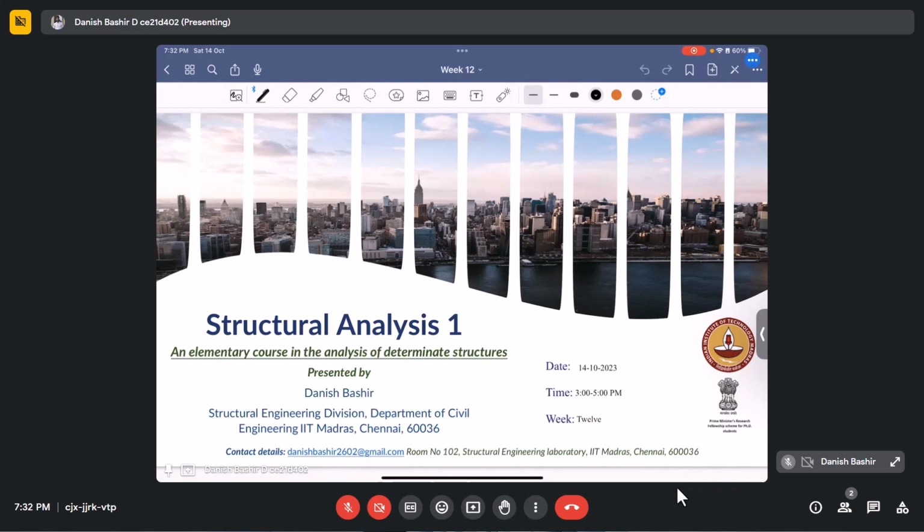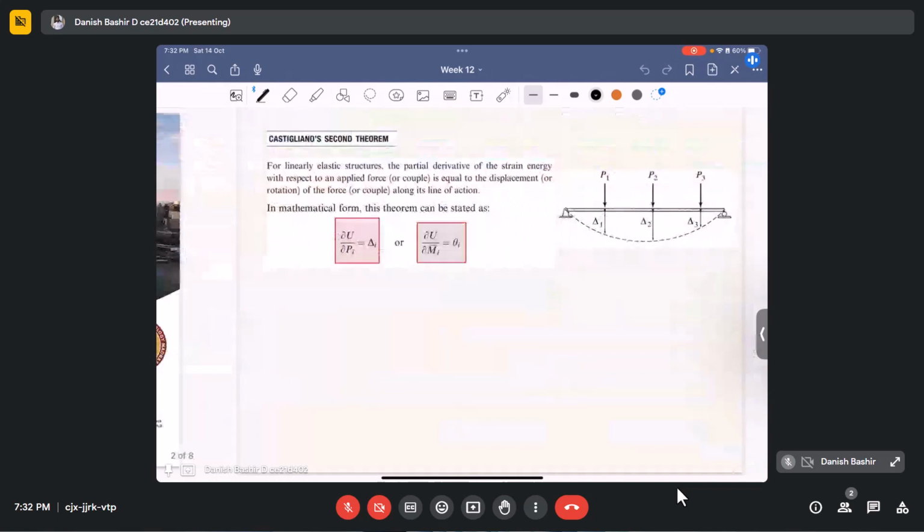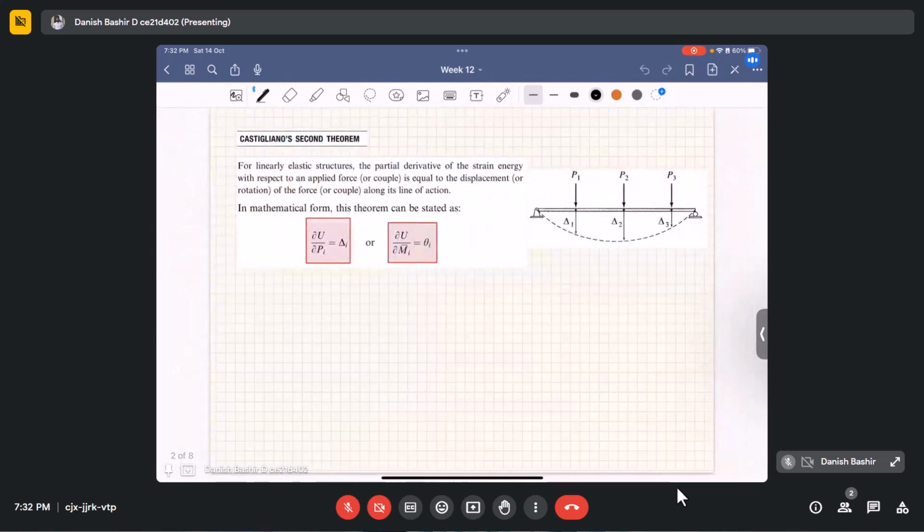deflection and slope. In today's lecture, we will be studying one of the famous theorems in the structural analysis elementary course, that is Castigliano's second theorem. We will first see what this Castigliano's theorem is. Later on, we will solve a numerical problem on this and see how we can use this concept for the deflection of beams, or we can use it for both frames as well as truss members.